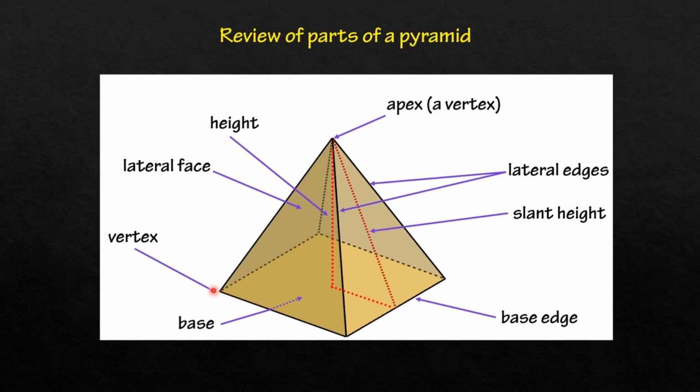The vertices are the corners of your pyramid. We have 5 of them. The top vertex is called an apex.